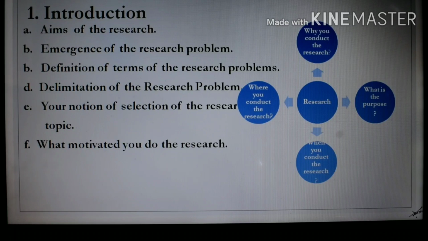Apart from that, you have to consider why you conduct the research. What is the purpose of your research? When you conduct the research, where you conduct the research. These are the important points that you have to consider while writing an introduction.